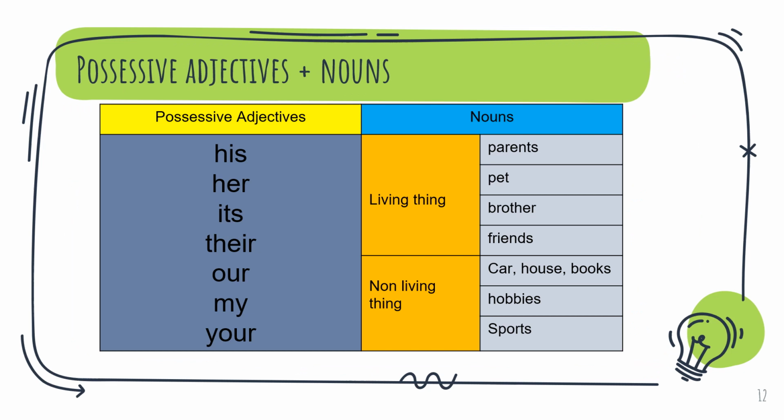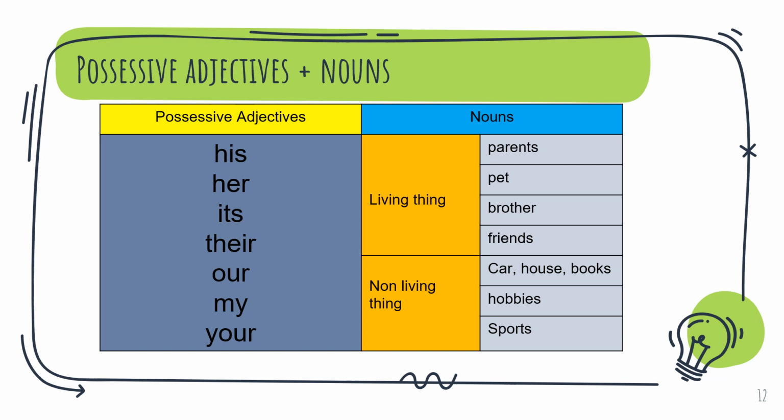Now, look at this. As I mentioned just now, when you want to use a possessive adjective, you need to use nouns. Nouns ialah kata nama am. So these are the examples of possessive adjectives as we saw just now in the previous slide: his, her, its, their, our, my, your. Now, following with living things.